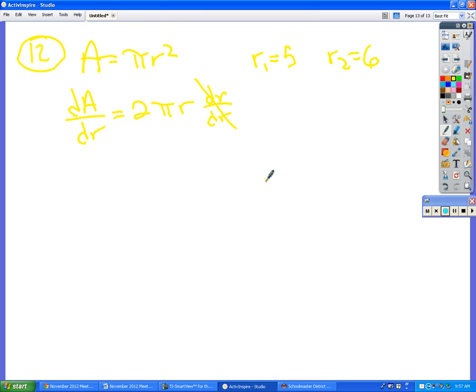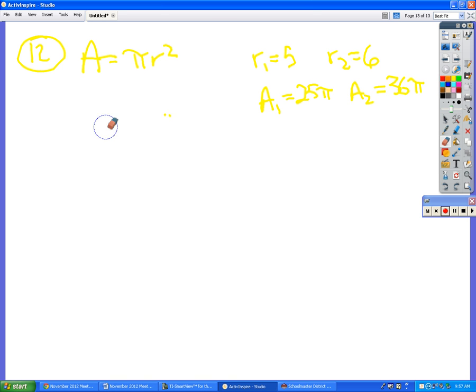So this is our x1 and this is our x2. And now we just need to figure out what the y1 is. So plug 5 in there and you get 25 pi. And then your y2 is 36 pi. So the derivative is only when we're doing instantaneous rate of change.